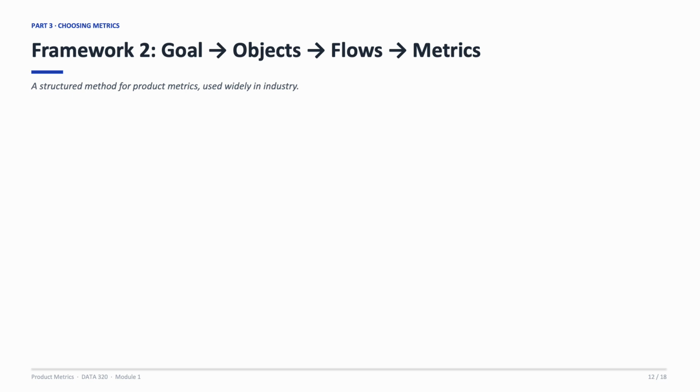Okay, this is the second framework for product metrics. Most teams don't formally call it goals, objects, flow, metrics, but this is the actual mental motion strong analysts go through. Step 1, the goal, same as GQM. State what you're trying to achieve.